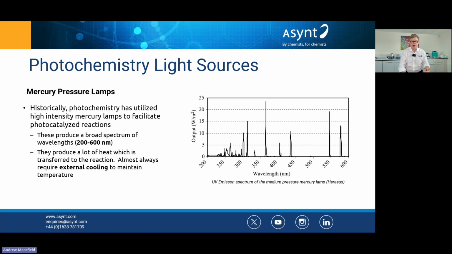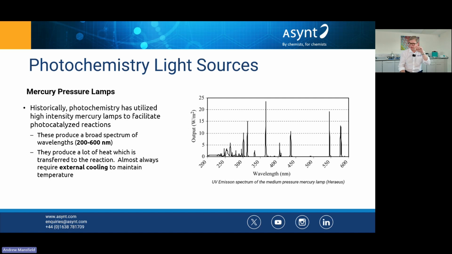Now we can use filters, for example. We can use long pass filters to block the shorter wavelengths, or we can have bandpass filters to be more selective and filter out certain wavelengths to get to the wavelengths of choice. But it's very difficult to get monochromatic light sources from these lamps. They also produce a lot of heat. They're incredibly energy inefficient, so they also need external cooling.